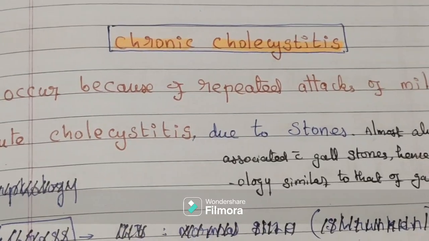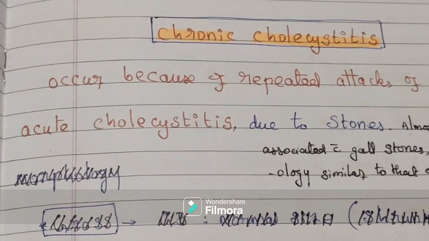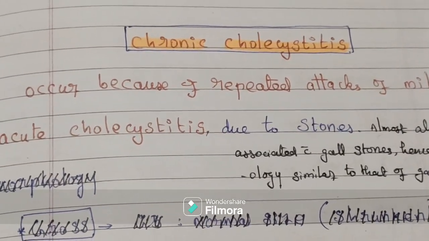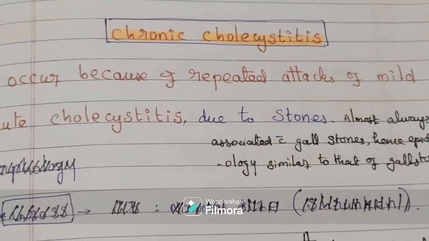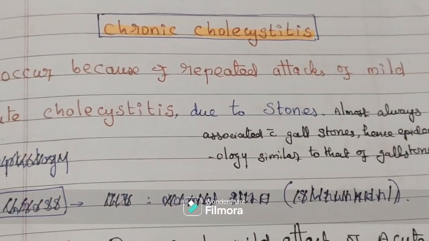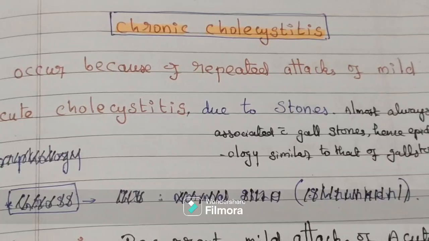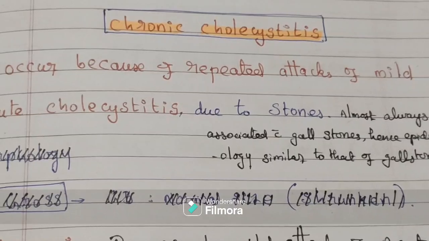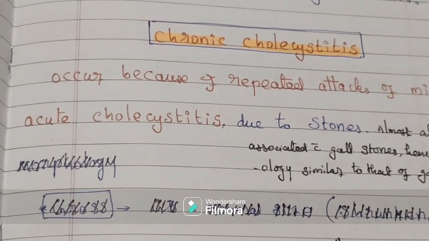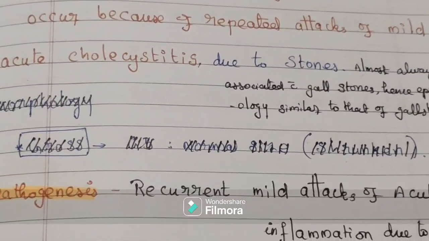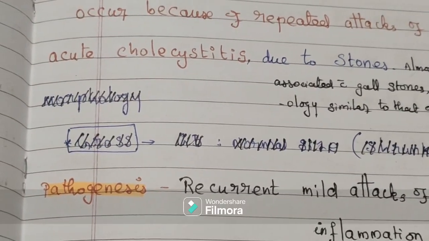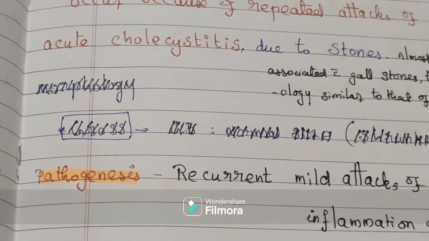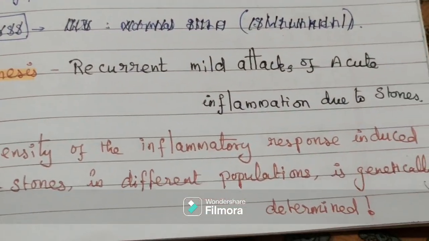Now coming to chronic cholecystitis. It is the most common form of gallbladder disease. Why does this occur? This occurs because of repeated attacks of mild acute cholecystitis. It is almost always associated with gallstone. Hence, the epidemiology and the risk factors are similar to those of gallstone.